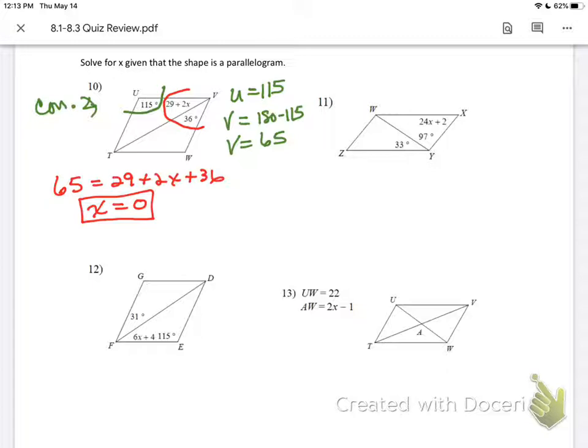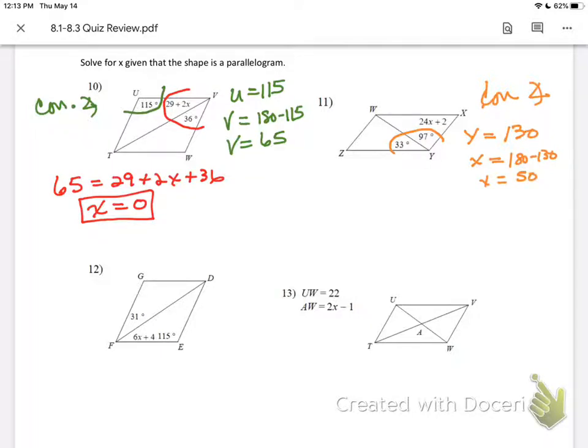Okay, let's look at problem number 11. These are also consecutive angles. So angle y is that sum. So what is that sum? Let's add those together. So we have 97 plus 33, and that's going to give me 130. So if y is 130, then I know that x has to be its supplement. So 180 minus 130, x is 50.